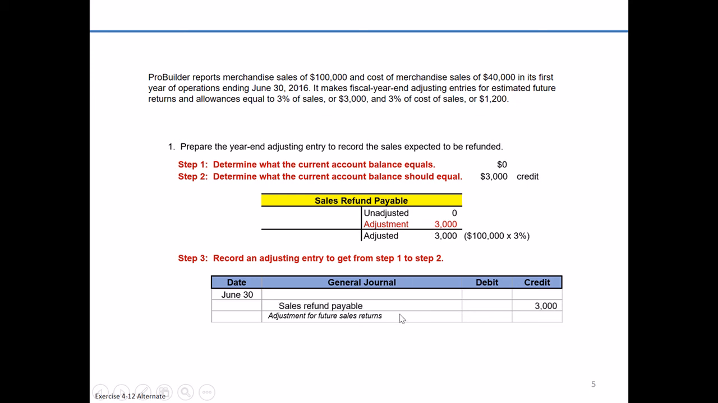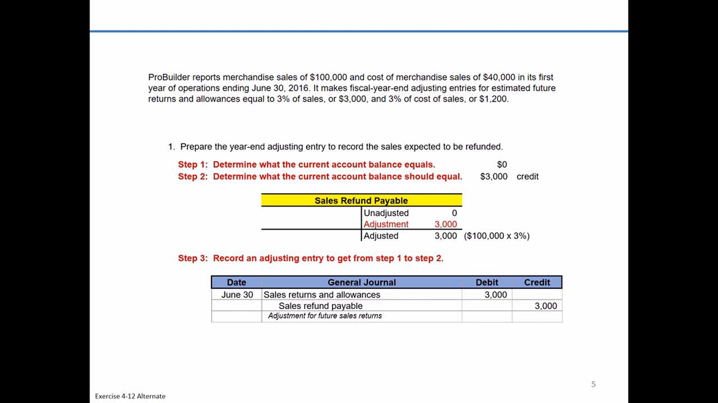Being it's our first year of operations and it's zero, we're going to have to credit it for the full $3,000. So the first part of our entry is to credit sales refund payable, again a liability. In fact, it's a current liability, something expected to be refunded to our customers within that one year time frame, for a credit of $3,000. What's the other side of our entry? The other side of our entry is very much the same as if we were actually refunding a customer. So in an actual refund, instead of debiting sales, we debit the contra revenue account sales returns and allowances. So we're going to do the same thing here. Debit sales returns and allowances for $3,000.